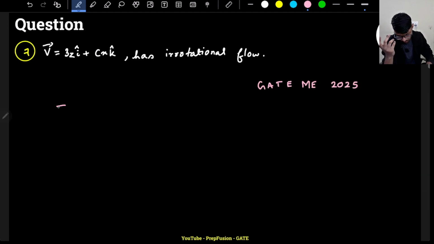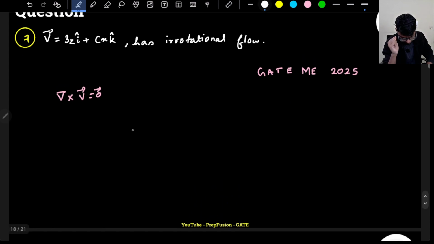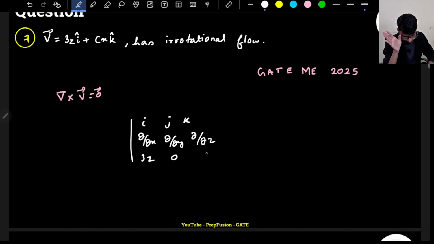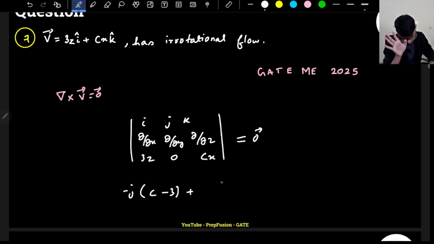Okay, so very simple: i j k, del x, del y, del z, this will be 3z, this will be 0, this will be cx, this is equal to the null vector. So this is 0, this is j minus j into (c minus 3), the other one is again 0, simply this is equal to 0. So ultimately c should be equal to 3. The value of c will be 3 for it to be an irrotational field, nothing difficult.